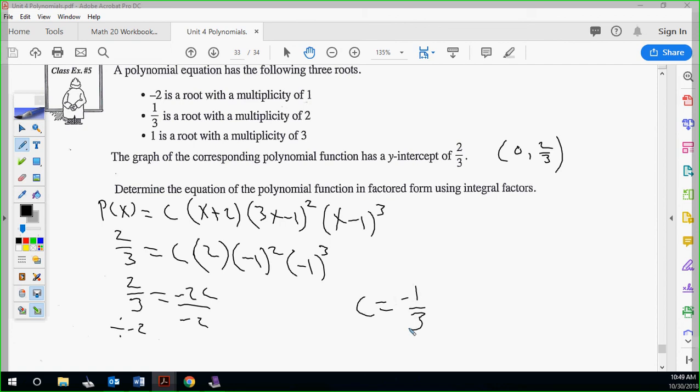Good. And so for your final answer, just take the beginning and we write what we know for C now. So the final function here is negative 1/3 times x plus 2, 3x minus 1 squared, and x minus 1 cubed. Okay, that's a minus here. Okay, that's it.